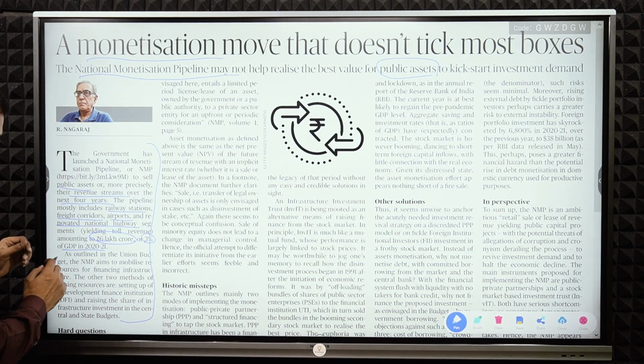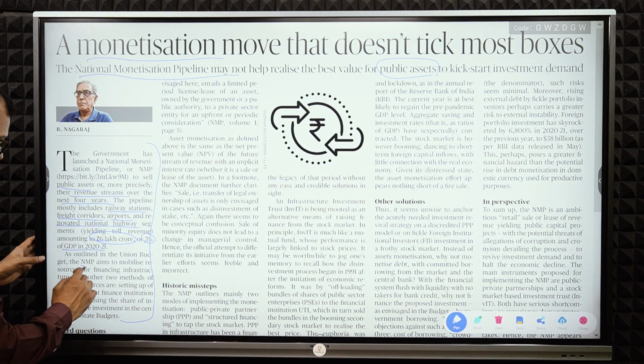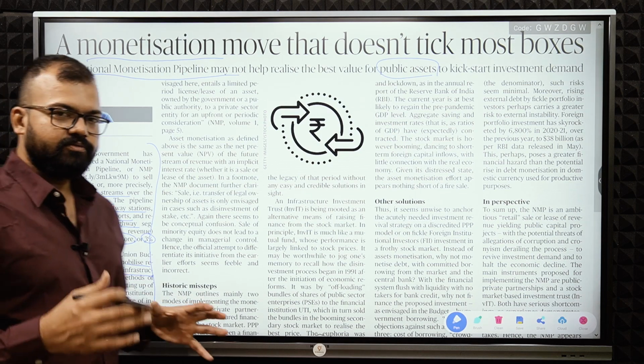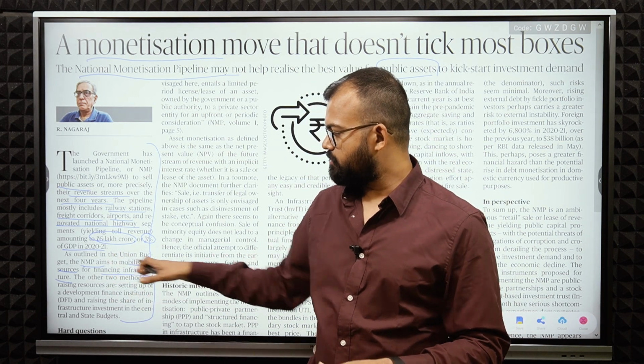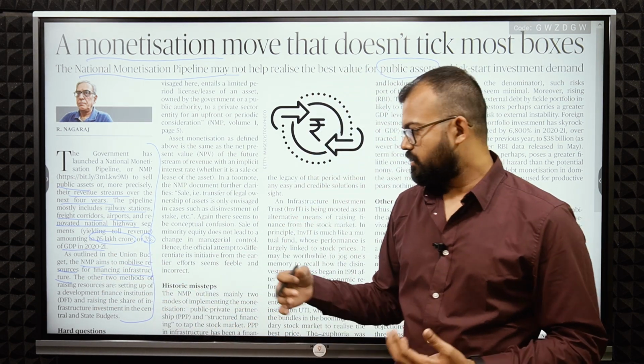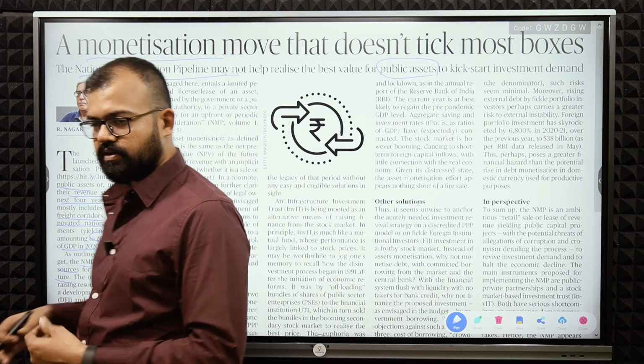Now let's move on. As outlined in the Union Budget, NMP aims to mobilize resources for financing infrastructure. So this is a definition. For those who are reading for the first time, what is the meaning of this? They are telling that this is what we do. The aim is mobilizing resources and financing methods for infrastructure.